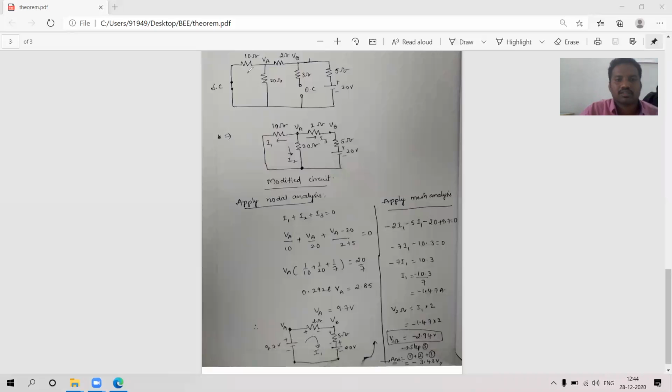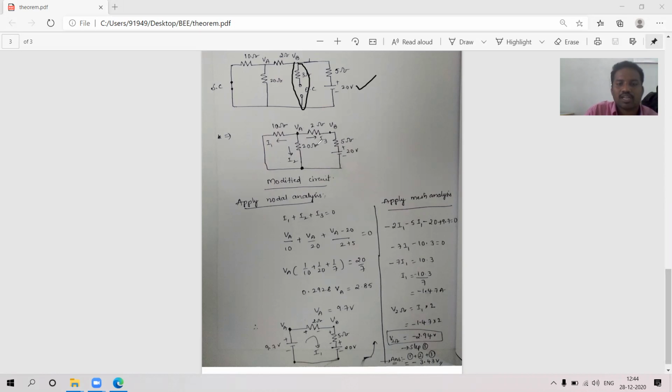That is this resistor, and this is the open circuit. This will be the applied voltage. So the modified circuit will be like this. Because it is open, there is no need to take this branch, so we can eliminate that. 10 ohms, 20 ohms, 2 ohms, 5 and 20. So only two nodes are there, point A and point B.